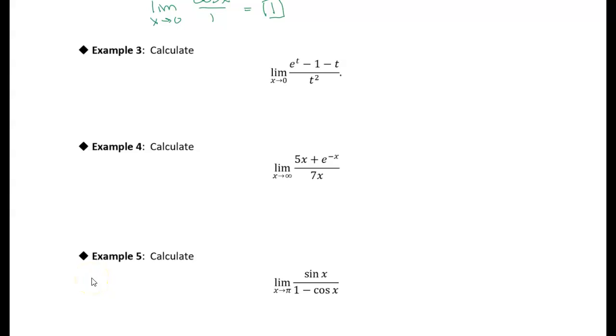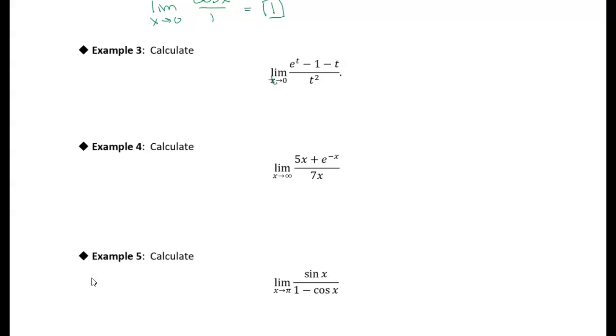All right, so in example 3, we got another limit that we want to evaluate. And before we can apply L'Hopital's rule, we have to make sure that it is one of those proper indeterminate forms for which L'Hopital's rule applies. So let's take a look at the limits of the numerator and denominator as t approaches 0. All right, so what do you get?